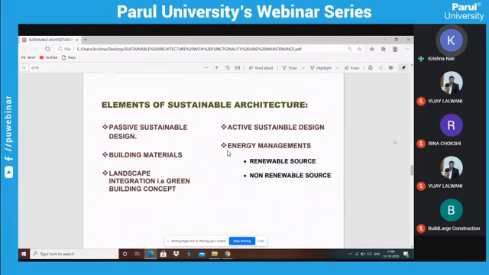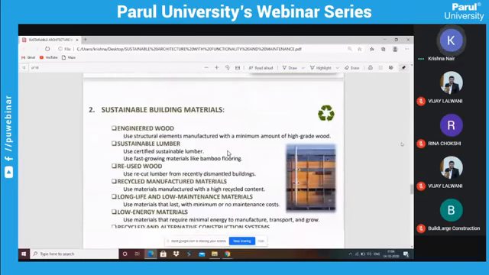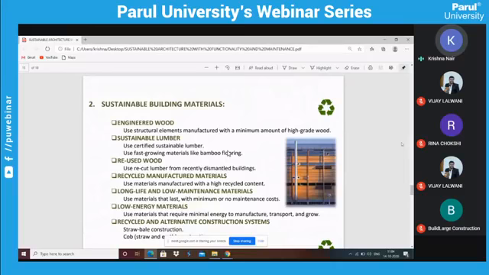Now let's start with building materials. Very important. Building materials. You must have studied that in the first year. Okay. So whenever you start designing a sustainable building, building materials, without materials you cannot design a building. Okay, so what is the important part which makes your building more sustainable? What are the two important factors? First is using of renewable sources. For example, mud.